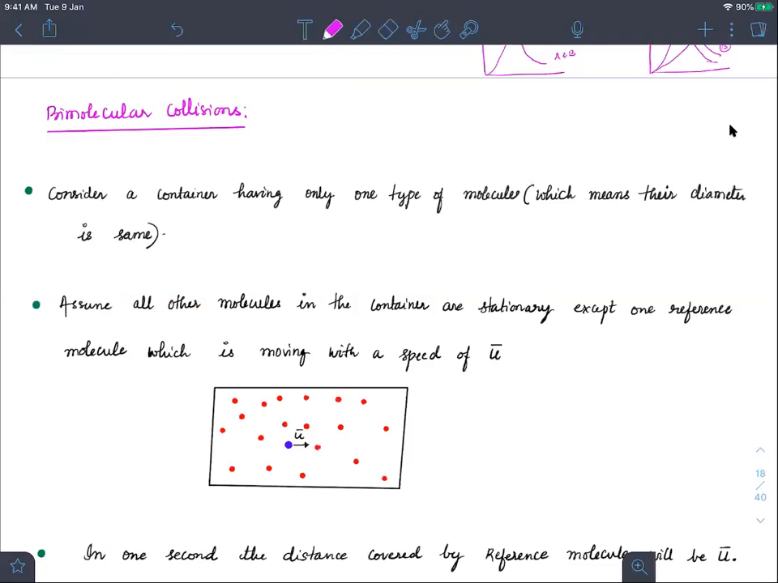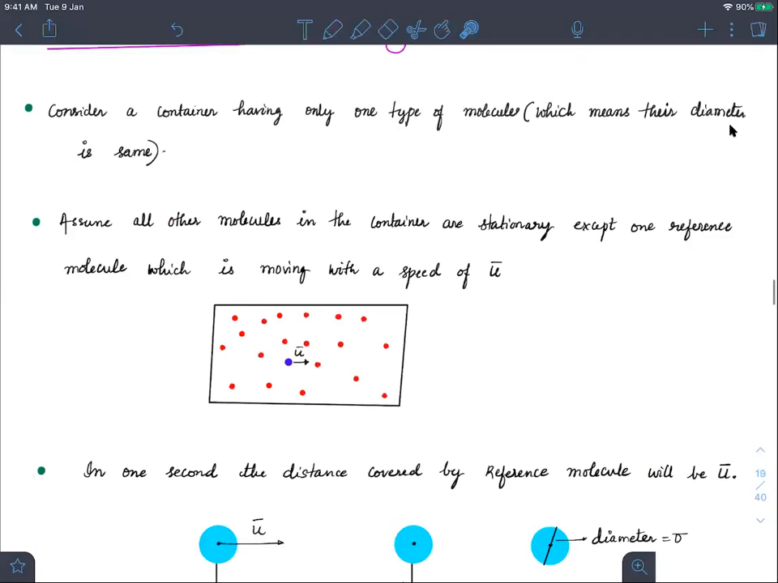The first assumption is we are only considering bimolecular collisions. Matlab at a time, one molecule is making only one collision. So you cannot expect that 2-3 molecules are colliding together. I'm assuming this is not happening. So at an instance, one molecule will collide with the other molecule. That's all. Now consider a container having one type of molecule, which means their diameter is same. This is the first thing you got to understand.